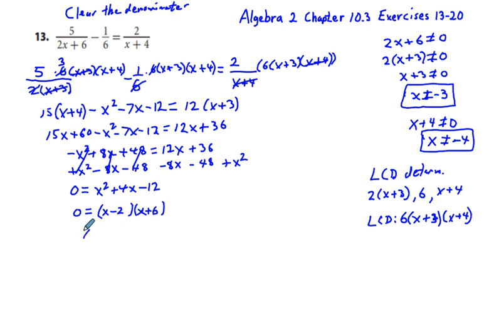So we have x minus 2 is equal to 0, so x is equal to 2. And x plus 6 is equal to 0, so we have x is equal to negative 6. And what we are using here is called the zero factor property, because anything multiplied by 0 is 0. So these are the solutions.